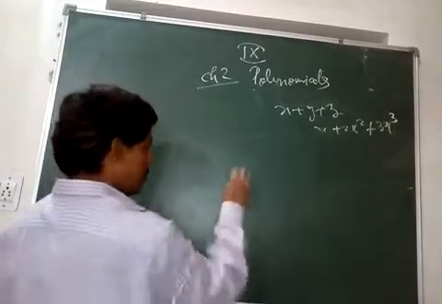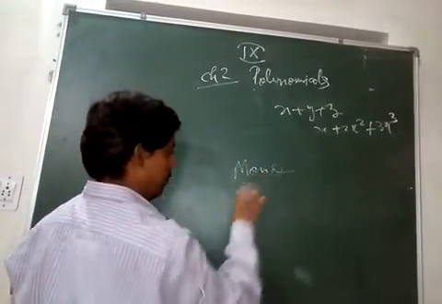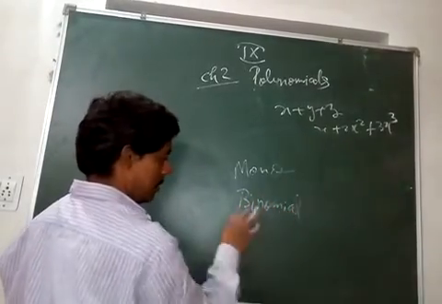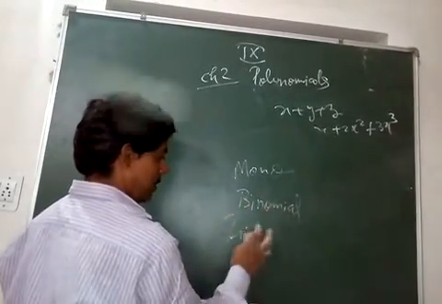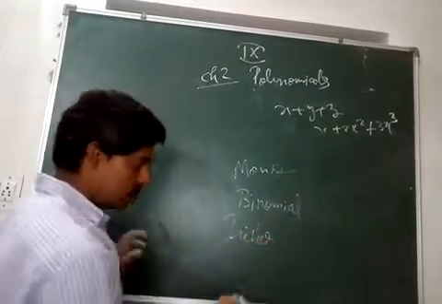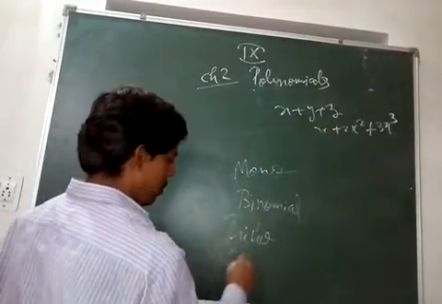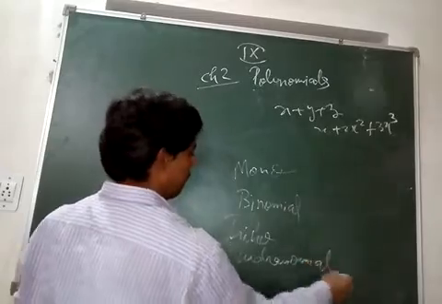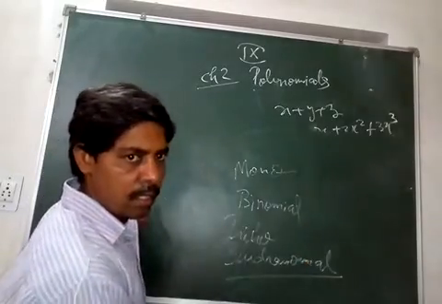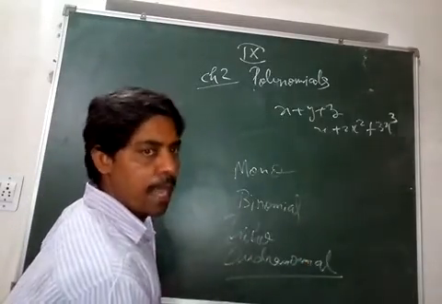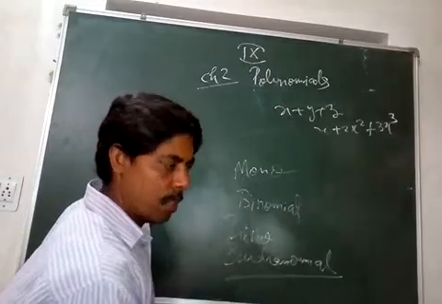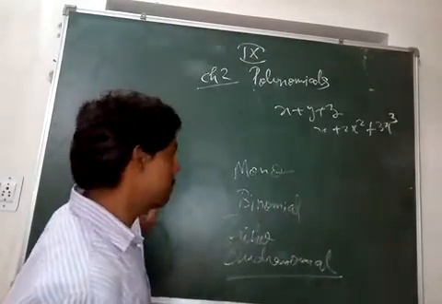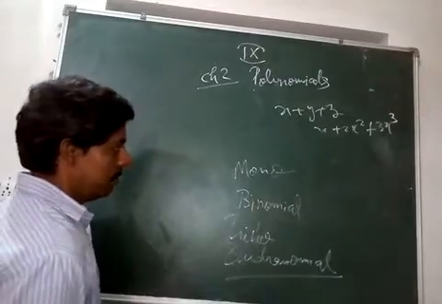So monomial, mono means one, bi means two, so binomial is two terms. Tri means three, and then for four terms we also have a name, and that is quadranomial. Sometimes for 5 we can write pentanomial, 6 hexanomial, heptanomial, octanomial, nanonomial, decanomial, and then multinomials. Okay, so this is all about types.